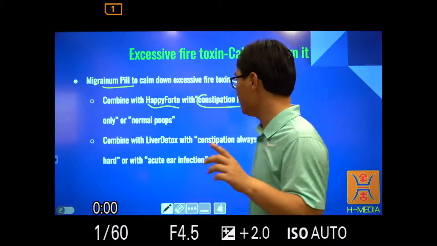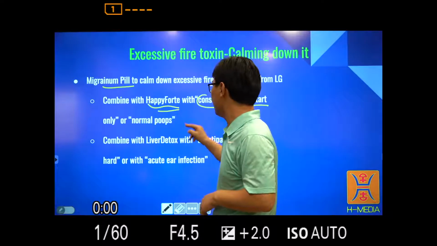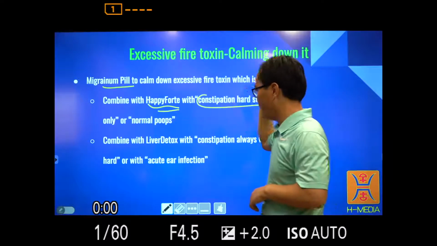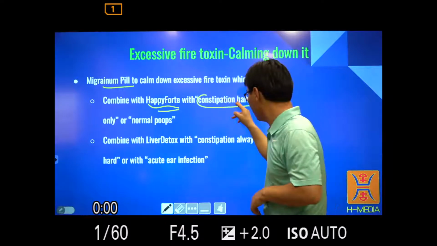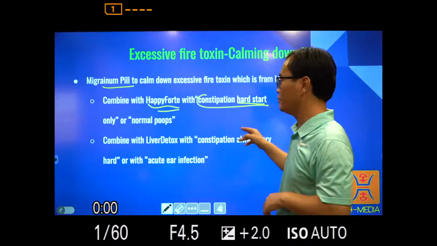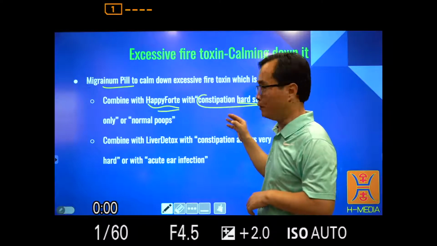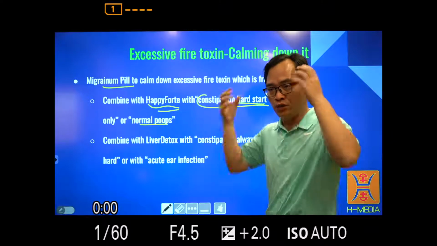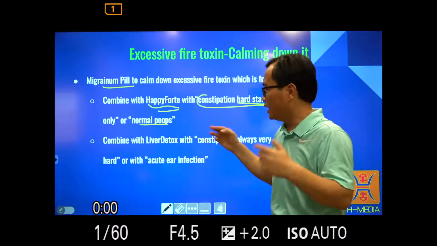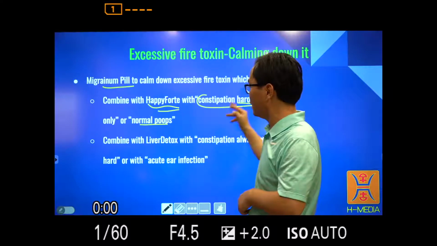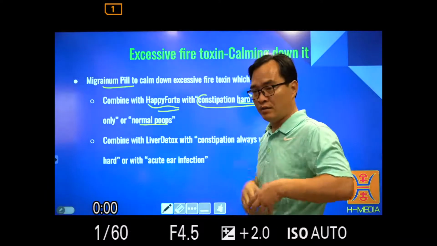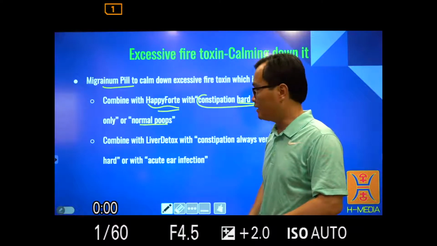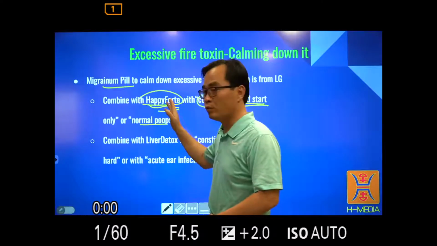It is not serious constipation. So combine with happy 40 if the people have excessive fire toxin in their body, but their stool is just hard start only, or even normal. That excessive fire toxin could attack the head or their body, but this kind of people possibly have hard start only constipation, or even normal poop, because maybe that fire toxin doesn't attack your colon at that time. For this kind of people, you need to combine happy 40 to work on it.